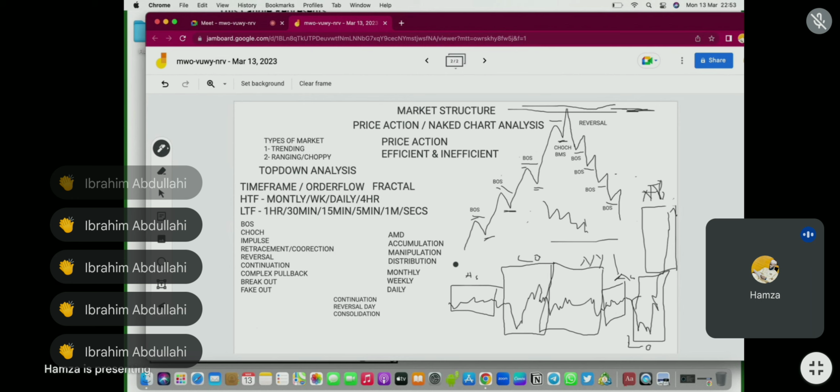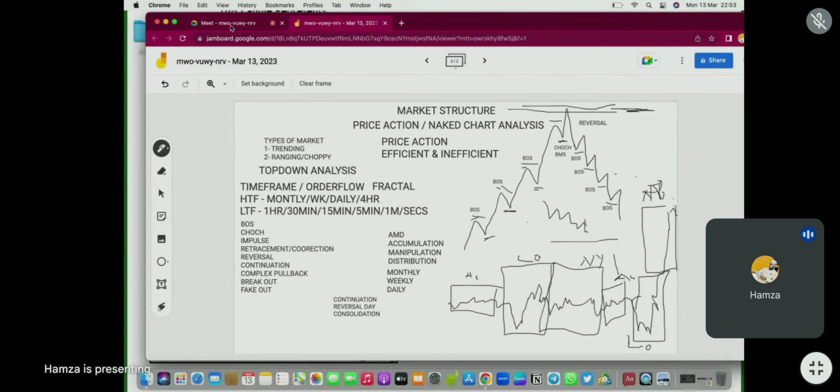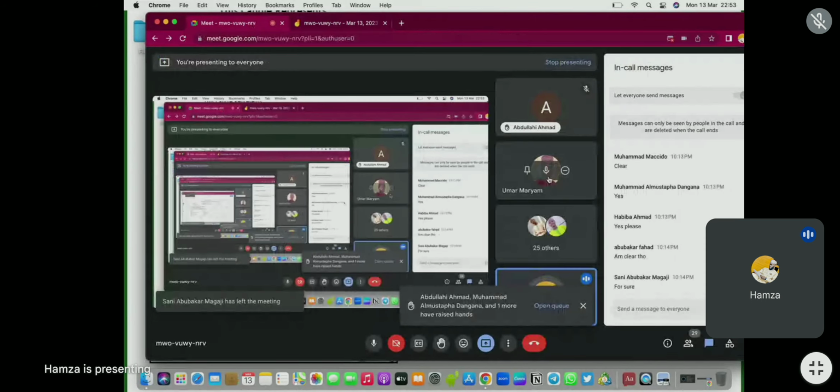The only question is how can you synergize, how can you put together these time frames and take advantage of them? That's really it.